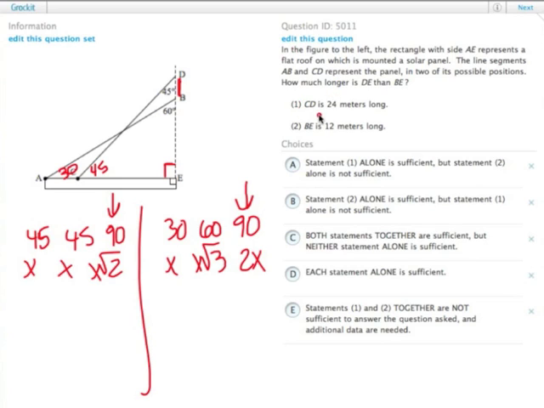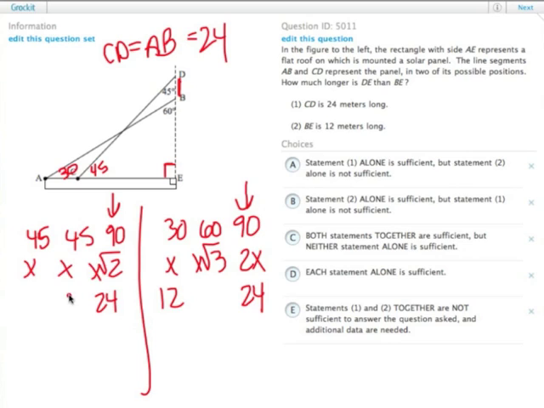Statement 1: CD, and where's CD? CD is 24 meters long. So CD is that hypotenuse. So CD equals AB. Each of them is 24. And so we would say 24 here and 24 here, and we need then the sides opposite the 30-degree angle.